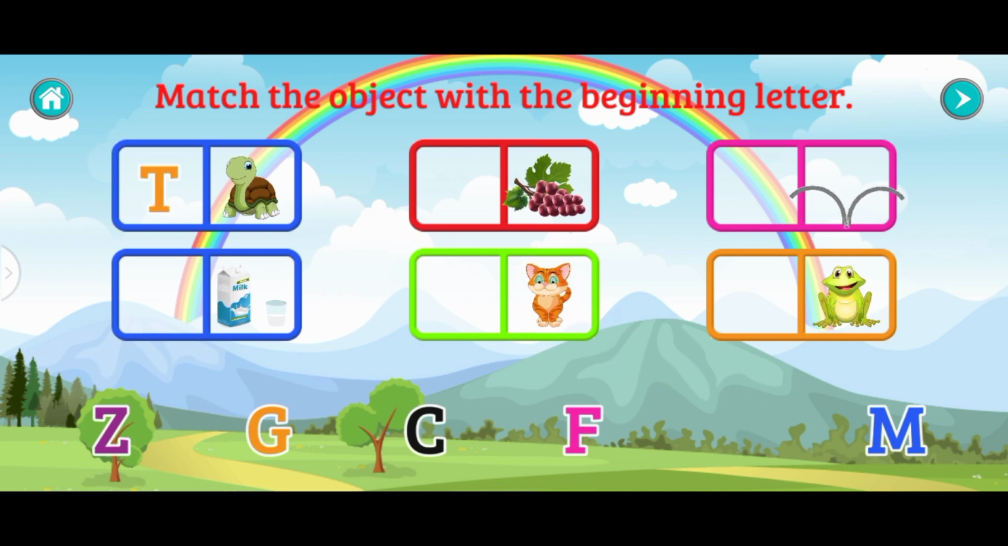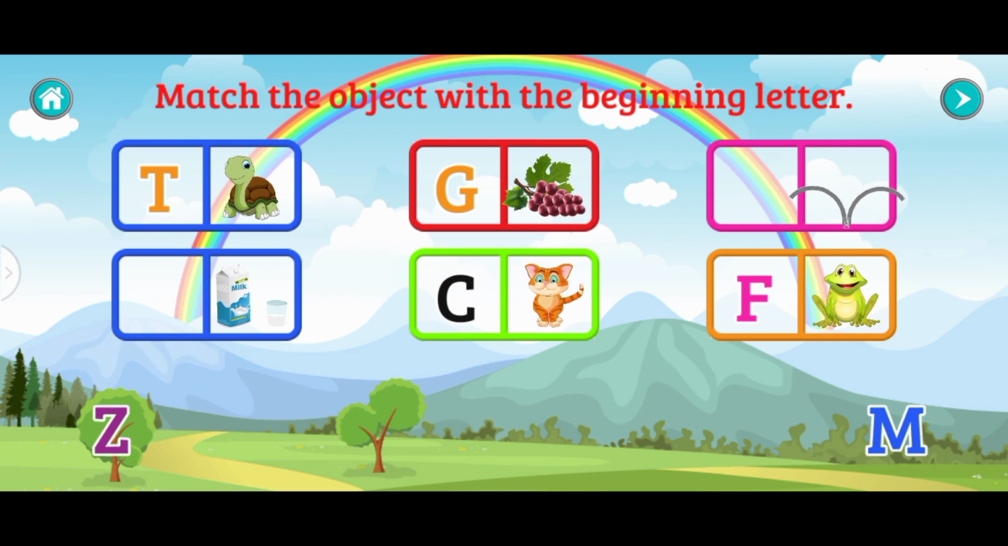T is for turtle. Try again. Try again. G is for grapes. C is for cat. F is for frog. M is for milk. Z is for zip.